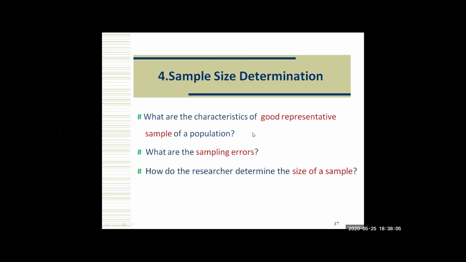And if no, let me also highlight subsequently some issues related to the sample size determination formula, so that you will also get an idea about these issues.